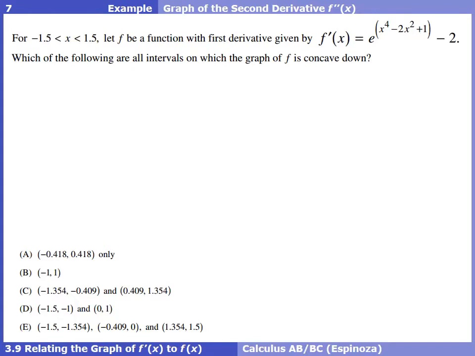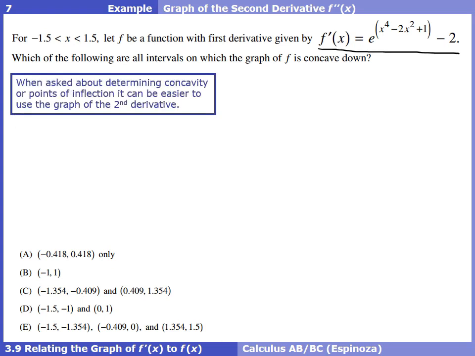In this last example, we have a multiple choice question from the AP exam. It's a very common question, where using the first derivative might be fine, but maybe using the second derivative graph could be a little more helpful. So we have a function f that we don't know, that goes from negative 1.5 to positive 1.5, and we have this derivative for the function right here. I want to figure out on which intervals the graph is concave down.